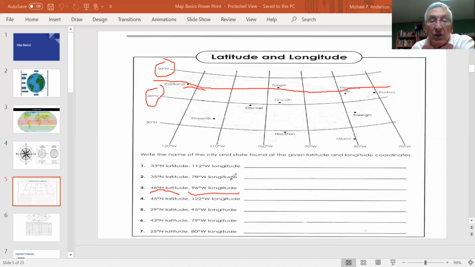Longitude 96 degrees west longitude. So we're looking for 96. Here's 90 degrees west longitude. Here's 100 degrees west longitude. 95 would be right about there. We want 96 right out here someplace. We drag that up there. Oh, looky there. There is Fargo.